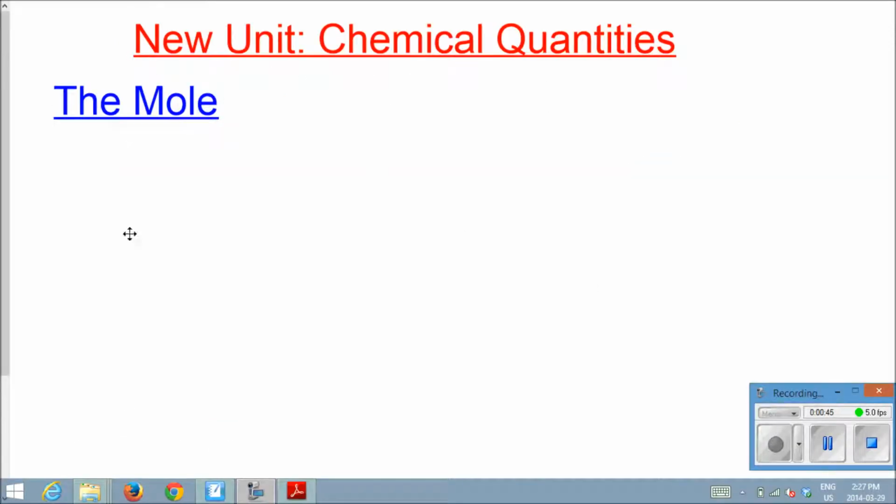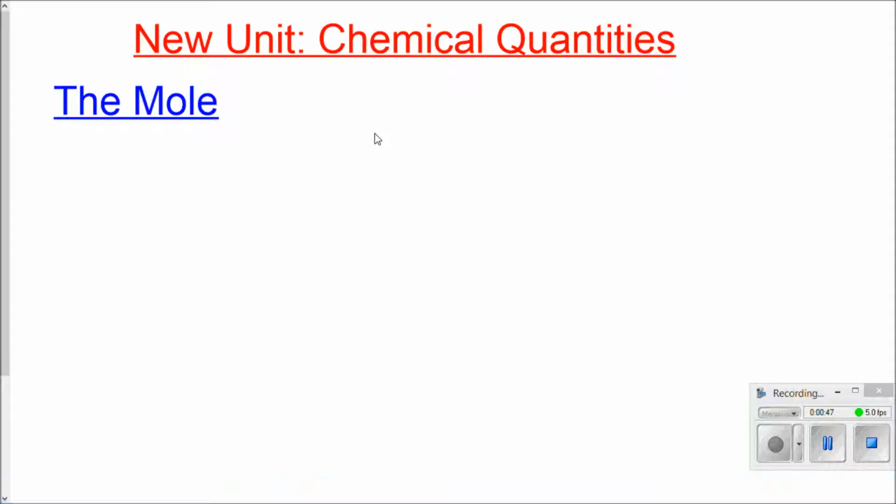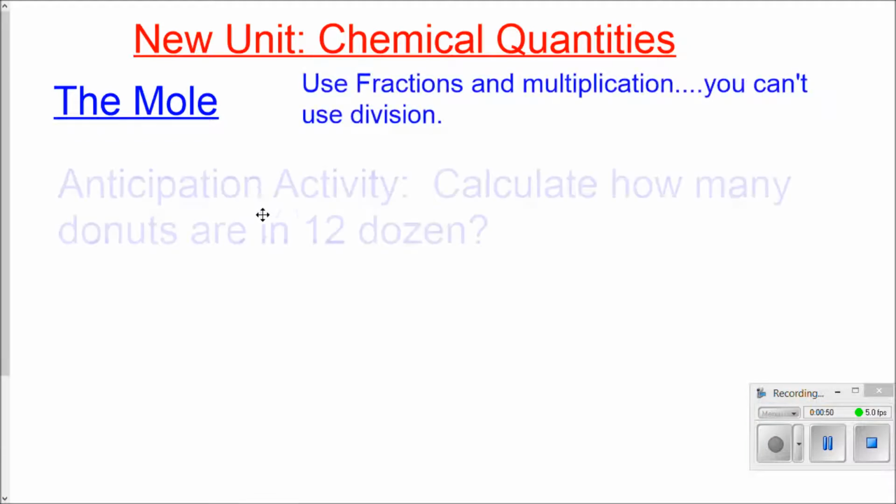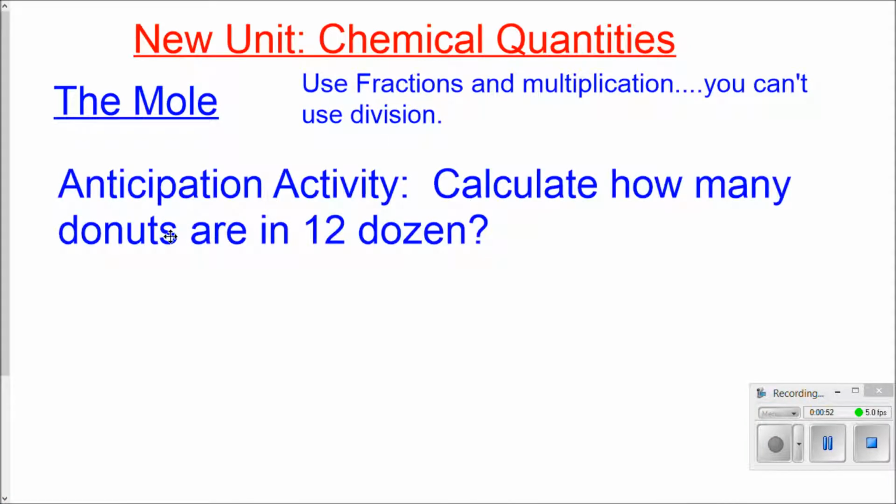Okay, so before we define what the mole is, we're just going to do a quick activity. Our activity is to calculate how many donuts are in 12 dozen. Now, I want you to figure this out. I know you're probably going to just think about it in your head, but I want you to do it using something we're going to call unit cancellation. What that means is you can use fractions and multiplication. You can't use division. You can use the division button on your calculator, but when you set up an equation here, you can't use division. So pause the video and see if you can figure out how many donuts are in 12 dozen.